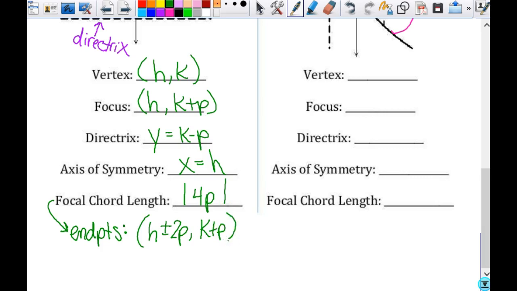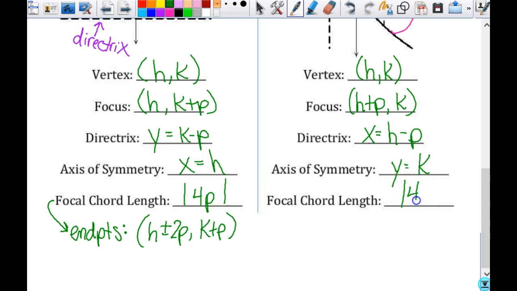So over here, vertex is still the same if it's opening left or right. The focus changes though, because now the x value changes, so this would be (h plus p, k). Directrix is now an x equals line, and x always goes with h, and what do I do with p? Minus p, right? Axis of symmetry, when it's opening left and right, is a y equals line, so just be y equals k. And this one is the same.